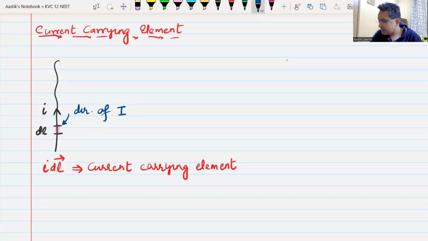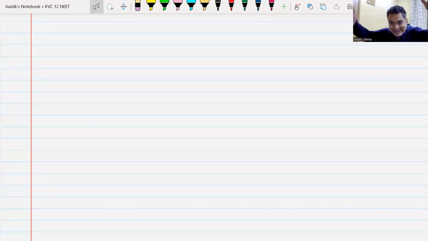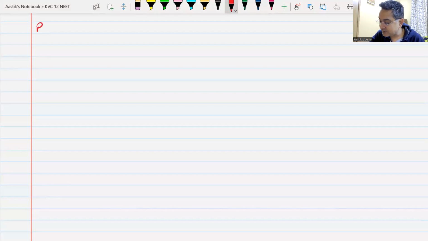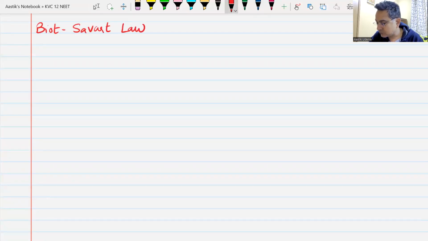Well, why have we done this small thing, the current carrying element? Because the next thing that is going to come is based on this current carrying element, and that is the main heading of this chapter. One of the two main headings of this chapter, I must confess. The main heading, Biot Savart law. What is this Biot Savart law?